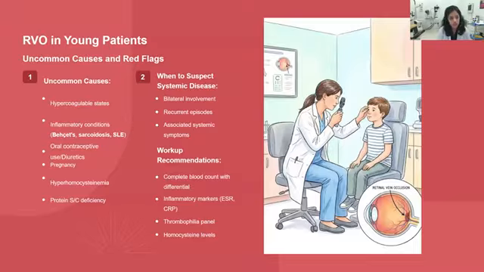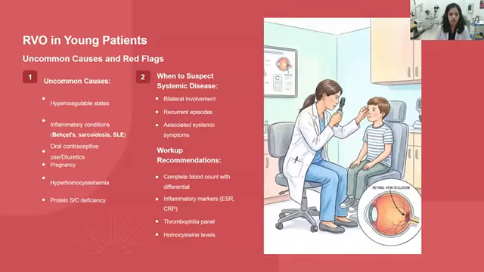Hypercoagulable states, inflammatory conditions such as Behçet's, sarcoidosis, and SLE, oral contraceptive usage, diuretics, pregnancy, hyperhomocysteinemia, protein S and C deficiency. So when to suspect systemic disease: bilateral involvement, recurrent episodes, and associated systemic symptoms. We will talk about the workup later. I will go into more detail about it, but it's important to always identify RVO in young patients.